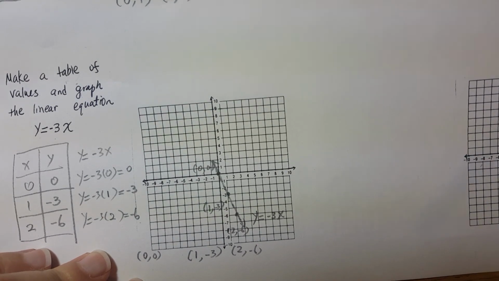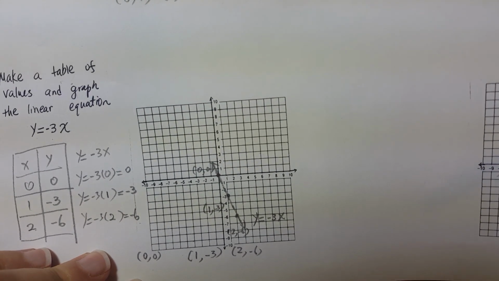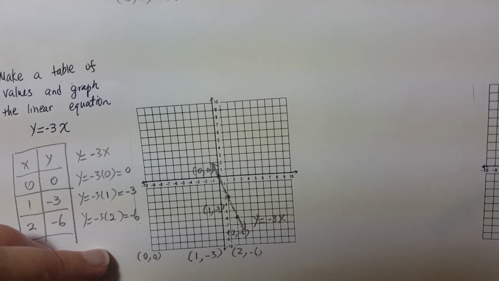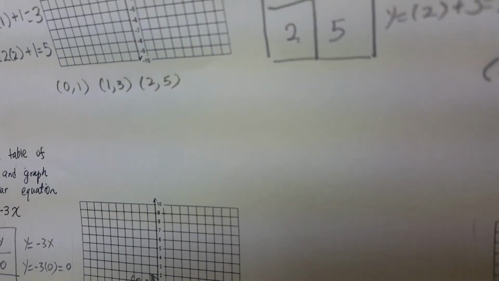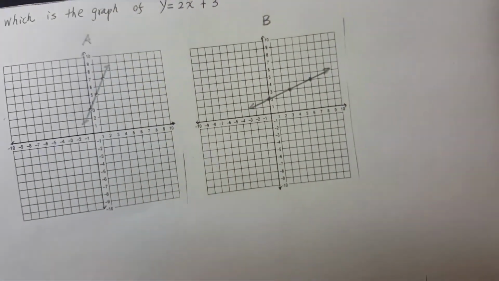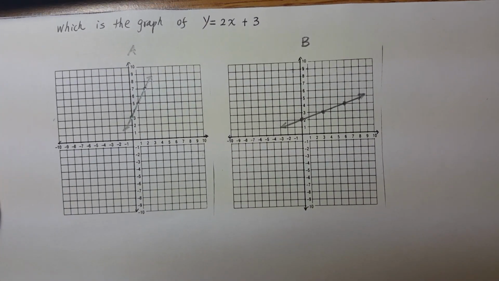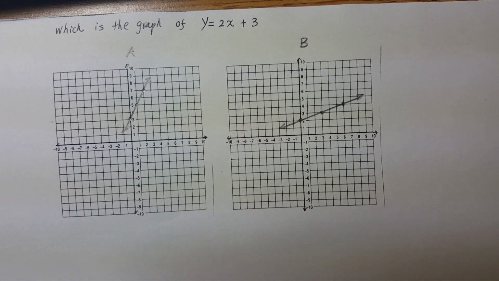For the next part, I want you to look at the question and then tell me which graph is the answer. Which is the graph of y equals 2x plus 3? We have choice A and choice B. You are going to make a table of values and then check to see which one is correct. I'm going to give you 1 minute. After 1 minute, I will tell you the answer.